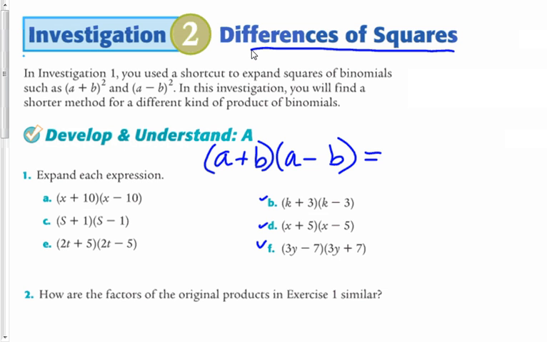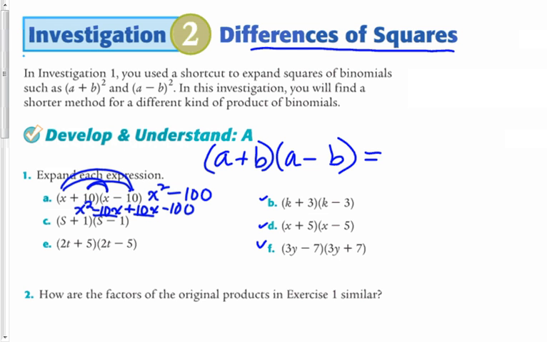So the first one, x times x is x squared. Then the outside 2 give us negative 10x. The inside 2 give us plus 10x. And the last 2 give us 10 times negative 10, which is negative 100. Simplifying that, we get x squared. Negative 10x plus 10x gives us 0x. So it's just x squared minus 100.